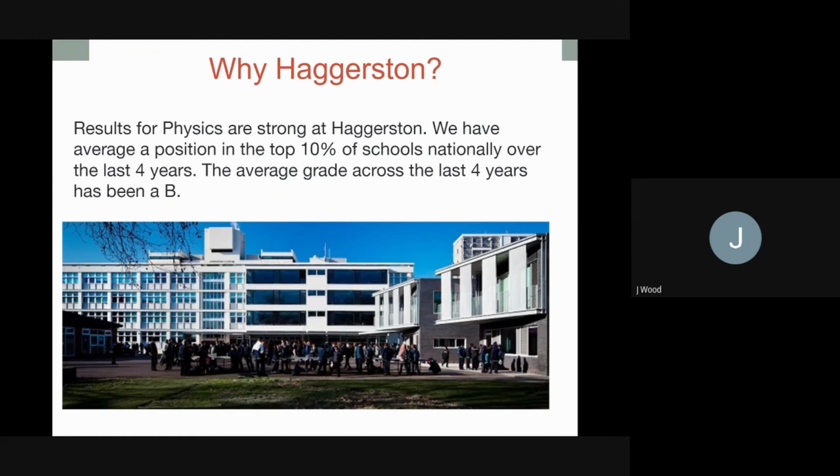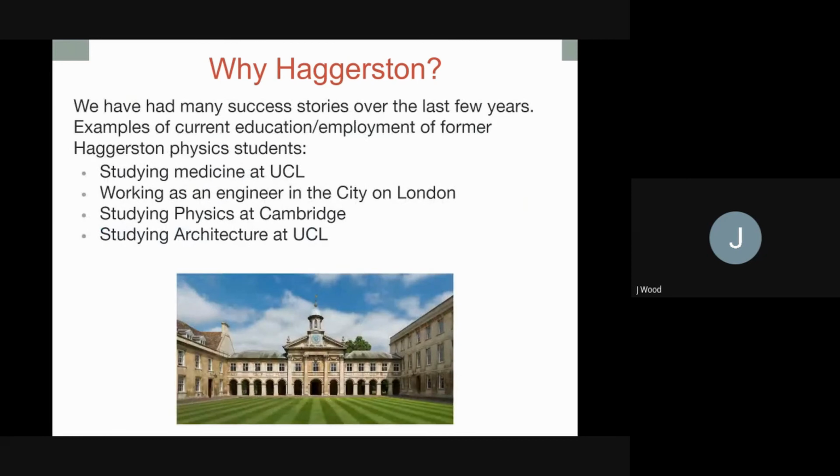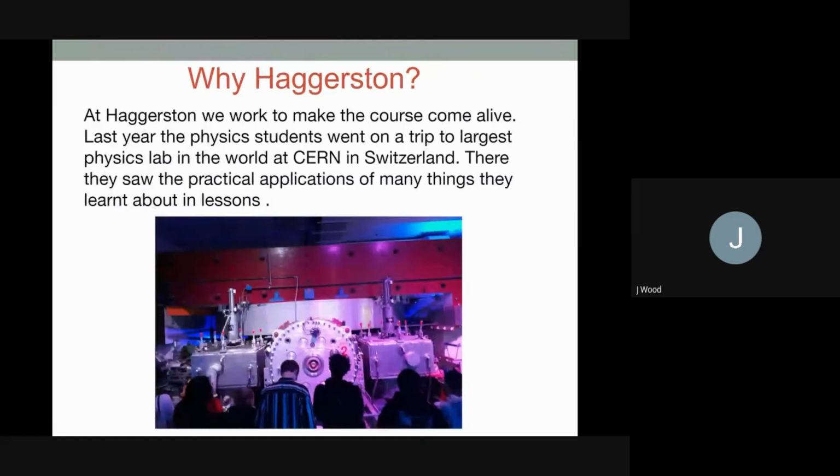With the average grade of a B, there's obviously also some very high achievers. So there's some real success stories that we celebrate. I contacted some of the former students recently, and some students are now studying medicine at UCL. Others are working as an engineer in the City of London. Someone else is studying physics at Cambridge. Someone else is doing architecture at UCL. So you can see that people do a variety of things from the course. It doesn't just set you up to do a physics degree, although some people do that. It can also prepare you for something a bit less related, like medicine and architecture, or something a bit more practically applicable, like engineering.